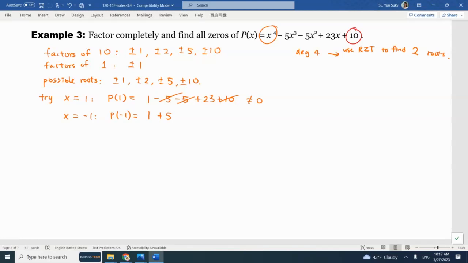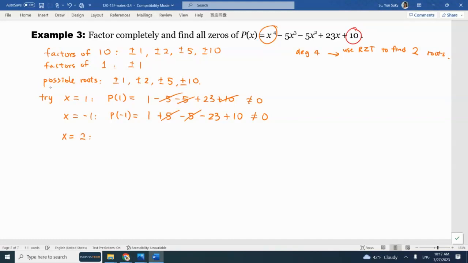How about negative 1 squared? 1. Oh, so we get negative 5. And then negative 1 times 23 is negative 23 plus 10. Do you see the 5 cancel? And this is still not 0, right? This is negative 23 plus 11, negative 12. So it's not 0, right, everybody? So we keep going until we find 2 roots.